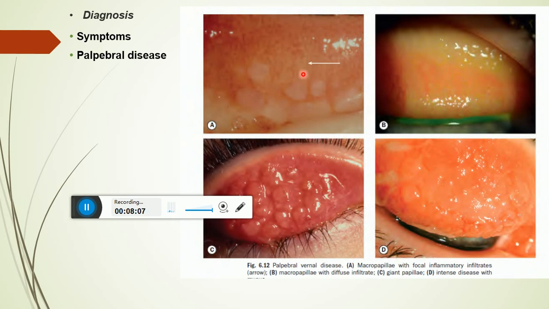Here you can see a flat-top polygonal appearance. They are reminiscent of cobblestones. They may be focal or diffuse. There are whitish inflammatory infiltrates in intense disease. Then it progresses to giant papillae. The giant papillae you can see here. The macropapillae here show diffuse infiltrate, and there is focal infiltrate here.